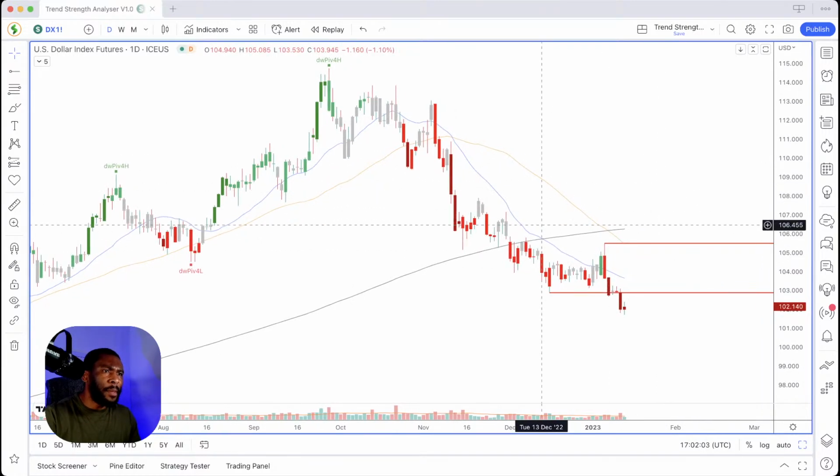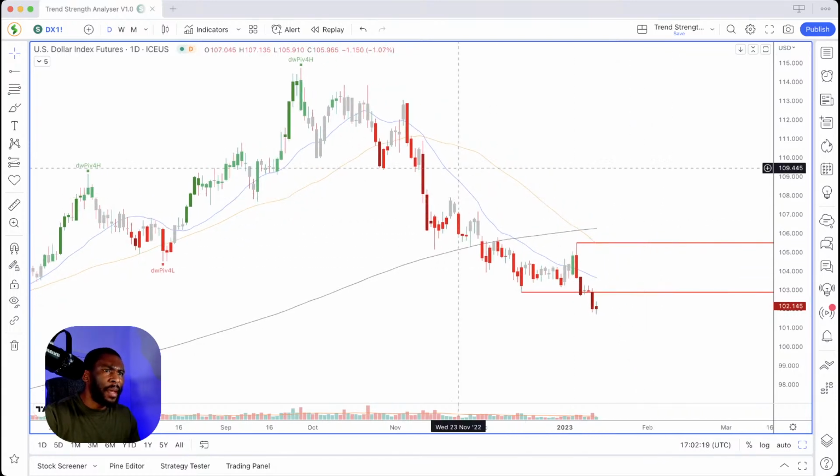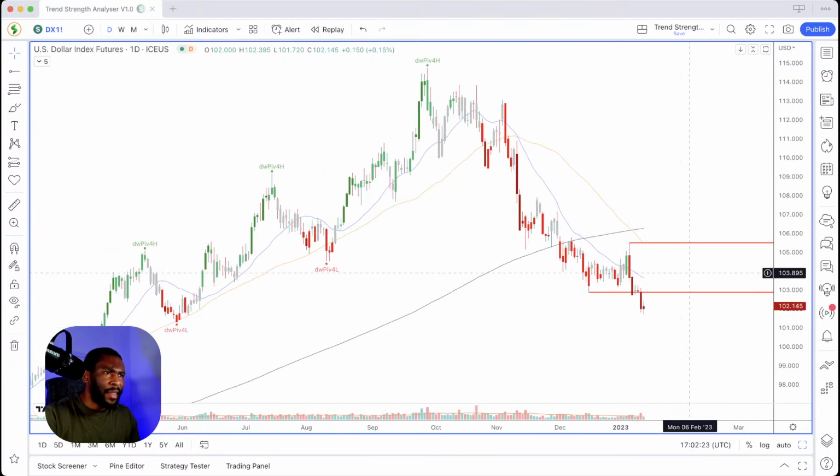And also note that the moving averages are all aligned. So the 20 is below the 50 simple moving average, and the 50 is below the 200 simple moving average. If we continue to see bearish moves, then we want to see the 200 simple moving average start to slope downwards, and that would indicate potential further weakness in this market. But the fact that the moving averages are aligned indicates potential further weakness in this asset.